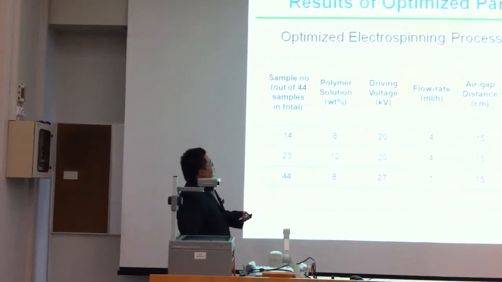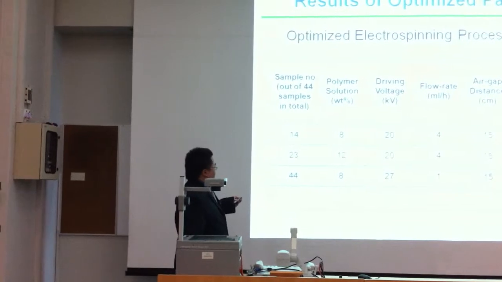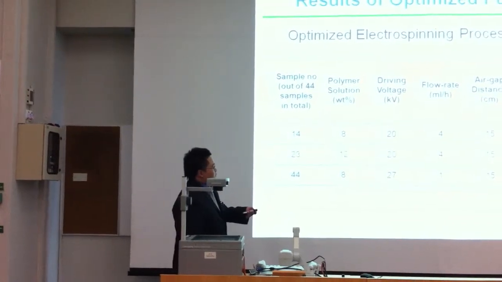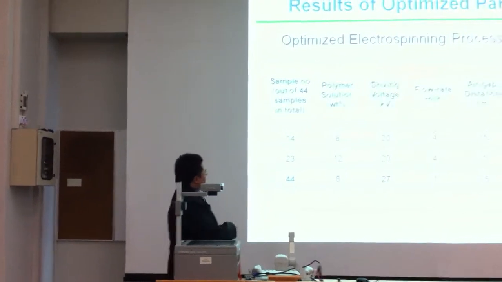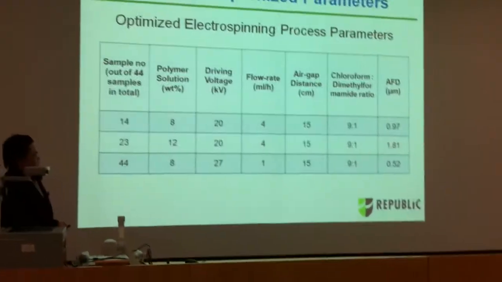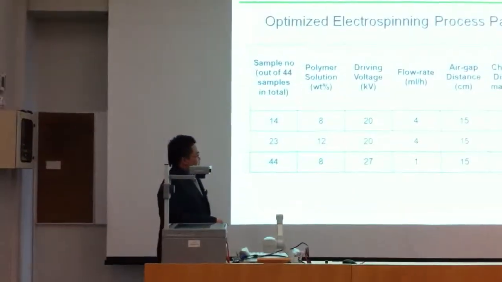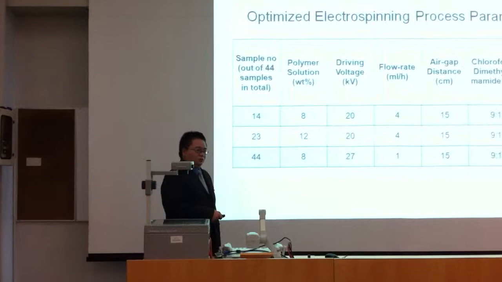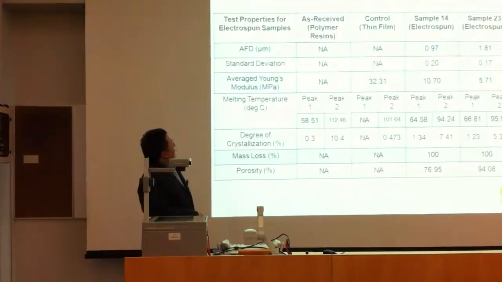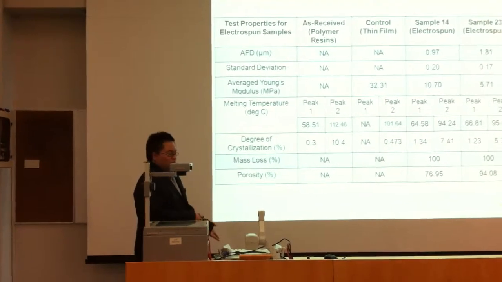So these are the results of the optimized parameters. These are the main three out of 44 samples: 14, 23, and 44. Sample 14 produced a fiber diameter of 1 micrometer, 23 produced a fiber diameter of 1.81 micrometer, and sample 44 produced a diameter of 0.52 micrometer. So this is the table of test results, which will be explained further in the slides.